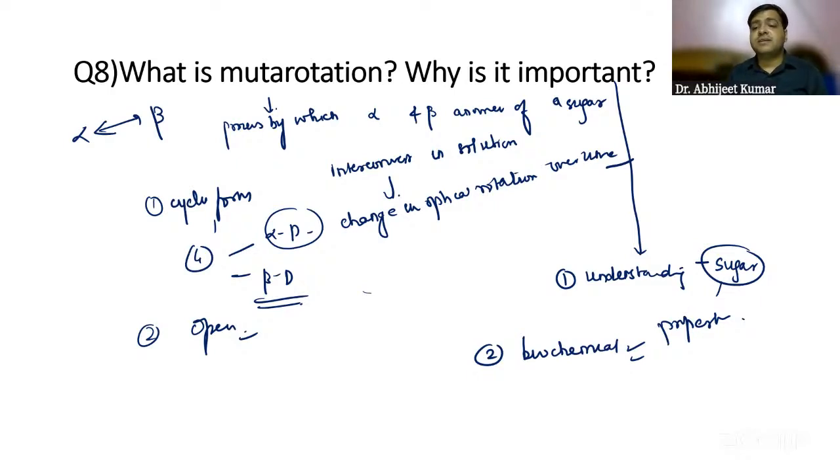For example, enzymes that catalyze reactions with sugars have a preference for either the alpha form or the beta form. Apart from that, quality control is also very important, because in food science and the sugar industry, monitoring mutarotation can be important for ensuring the consistency and quality of the products. So that is the status regarding mutarotation, guys, that you have to remember.